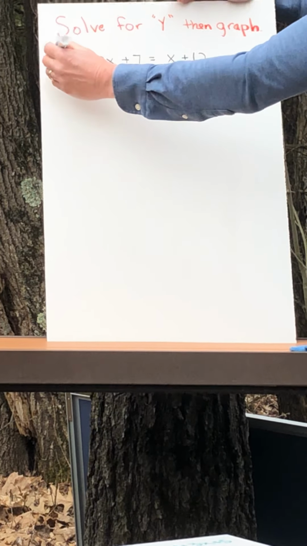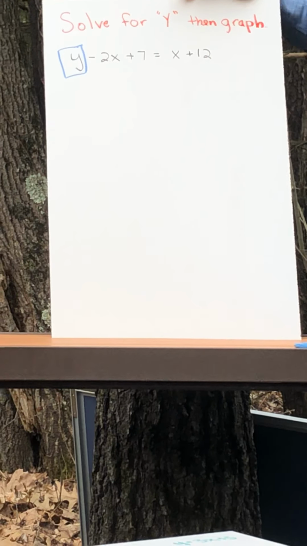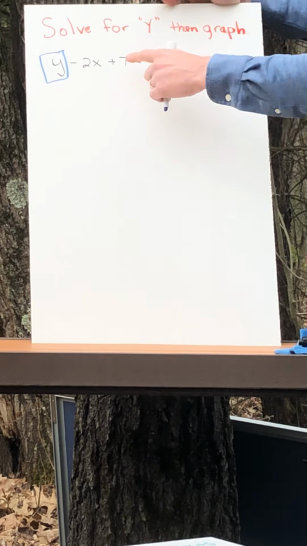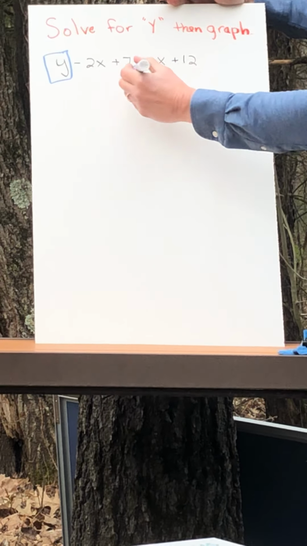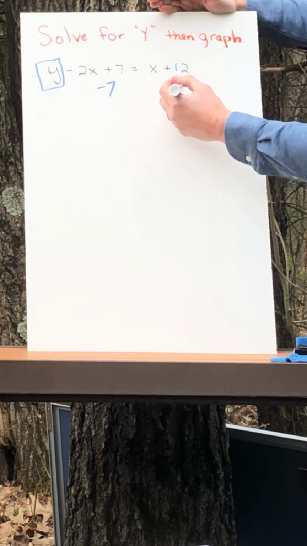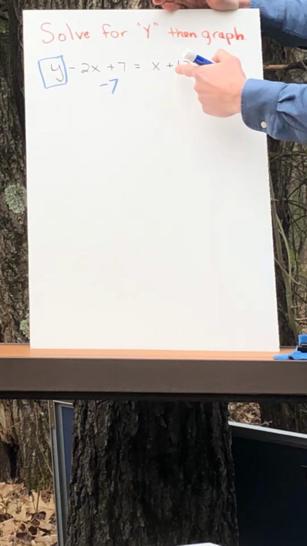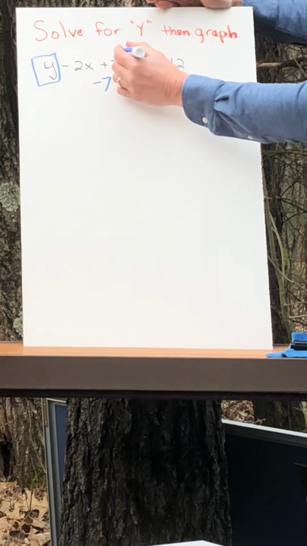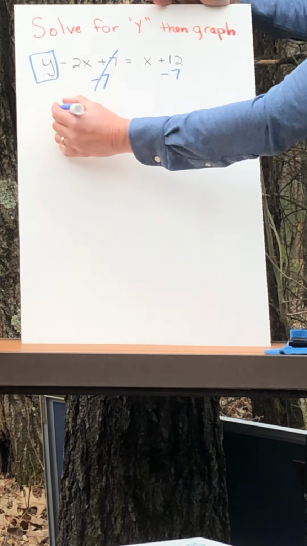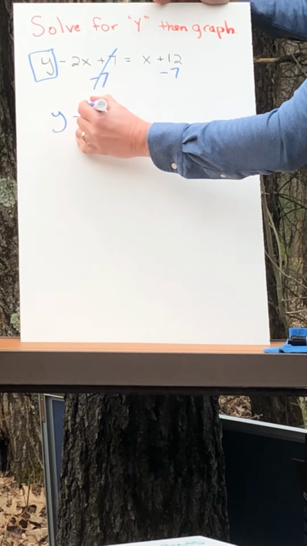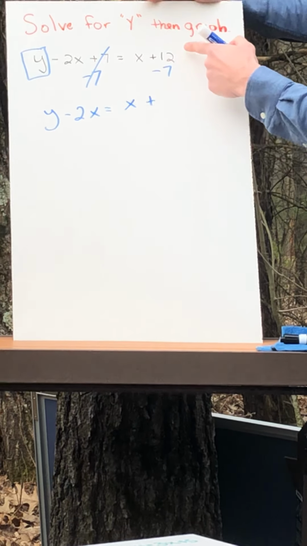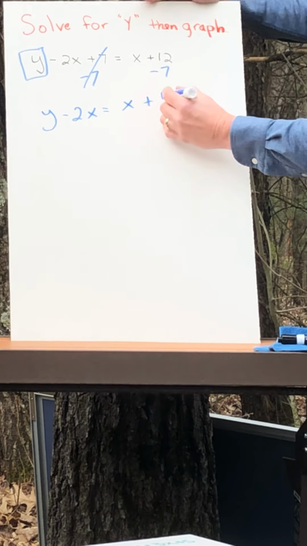I want this to be all by itself. So I got to get these things over here. So let's move this plus 7 first. I'm going to subtract 7 from both sides, and I got to match it up with its like term. That's a constant, this is a constant, so those go together. 7 minus 7 is 0. I still have y minus 2x equals x plus 12 minus 7 is 5.